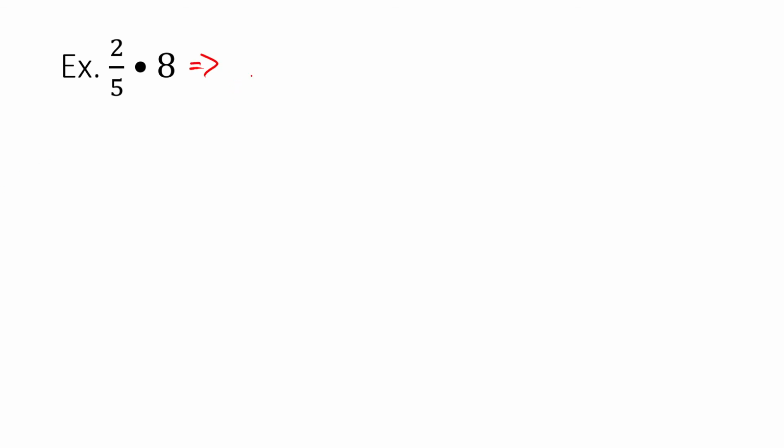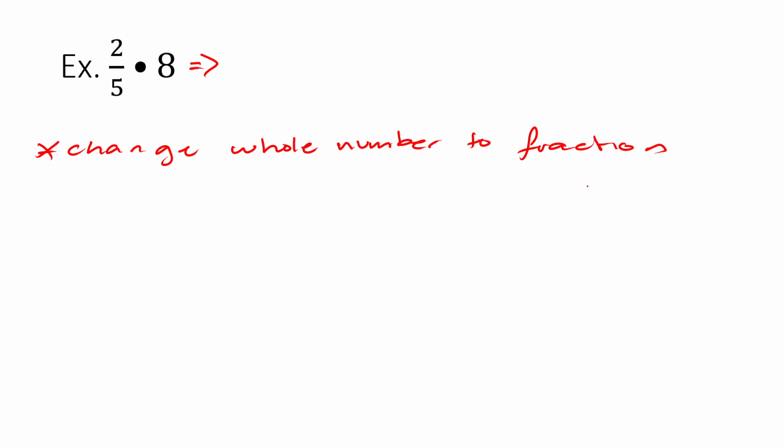Well, first of all, change whole number to fraction. Okay? So first thing first, change your whole number to fraction. So we have 2 over 5 times 8 over 1. Now, just multiply like you multiply regular fractions. 2 times 8 on the top, and we have 5 times 1 on the bottom.